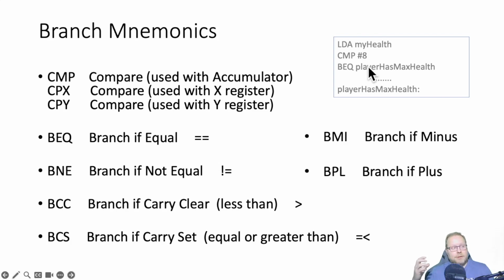Well, 5 and 8, no, they're not equal. Well, if they're not equal and I use BNE, then I branch to that label. So this checks if the numbers are not equal. All right, then we branch. If that condition is not true, then we just continue on like we saw with the BEQ. So we're branching to labels based on certain conditions.